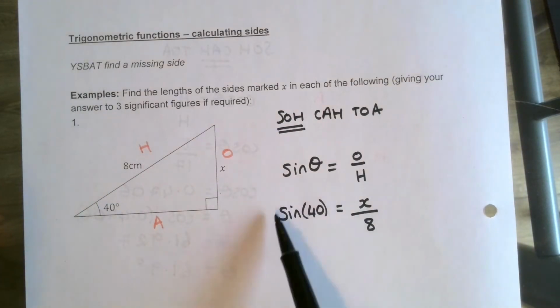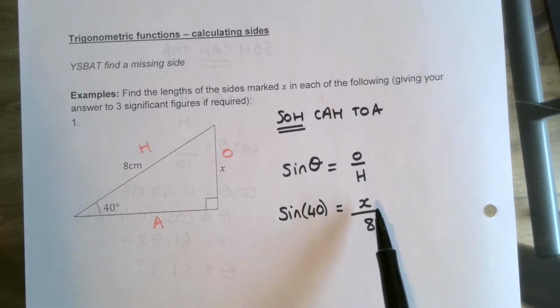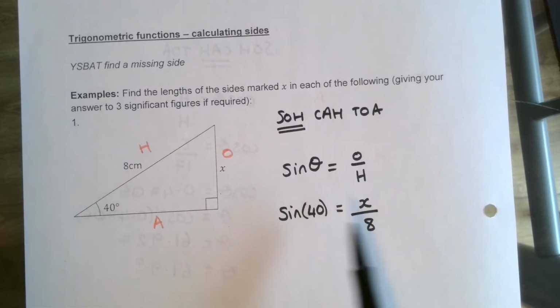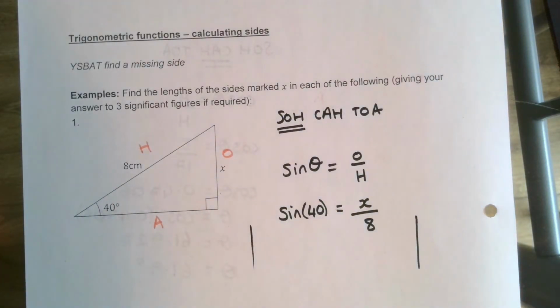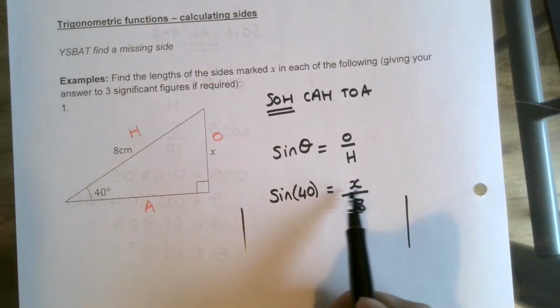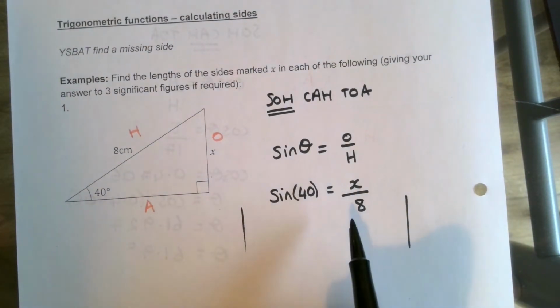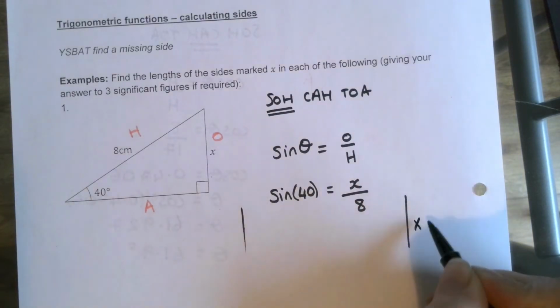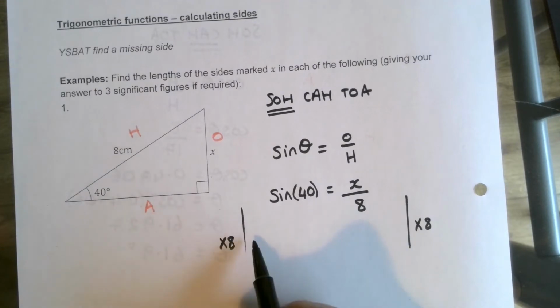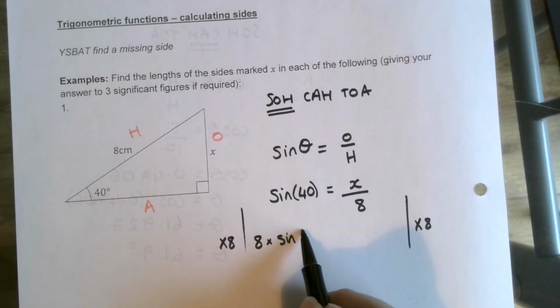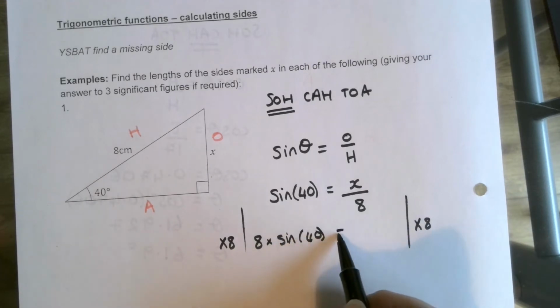So now we've got an equation just with one unknown. We've got x being divided by 8, and that's equal to sine 40. So just like with any algebra, to figure out what we have to do, we need to do the opposite of what's currently happening to x. So x is currently being divided by 8. We need to multiply both sides of our equation by 8. So that means we've got 8 multiplied by sine of 40 equals x.